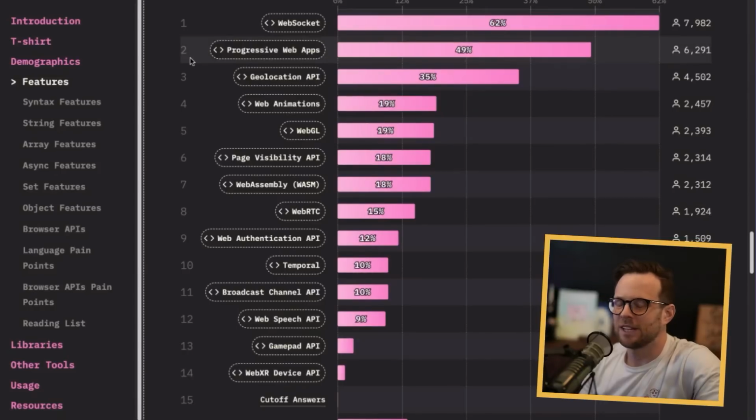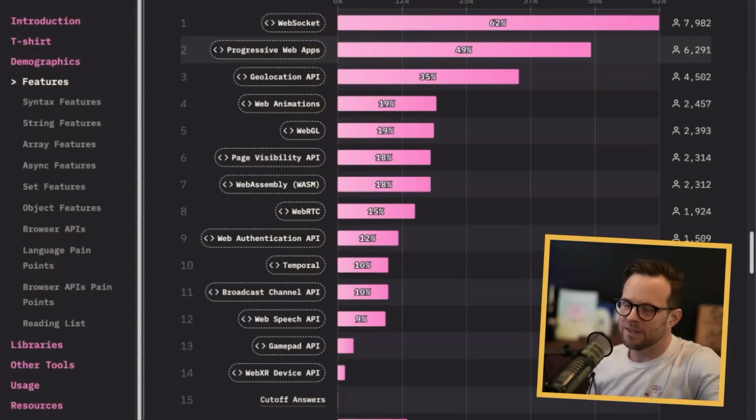Okay, page visibility, did not use that. I believe it's if you've tabbed away or you've minimized something, you can detect when somebody has done that. So I did not use that. WASM. We used WASM on the syntax side. I used it for text recognition. So used WASM this year.